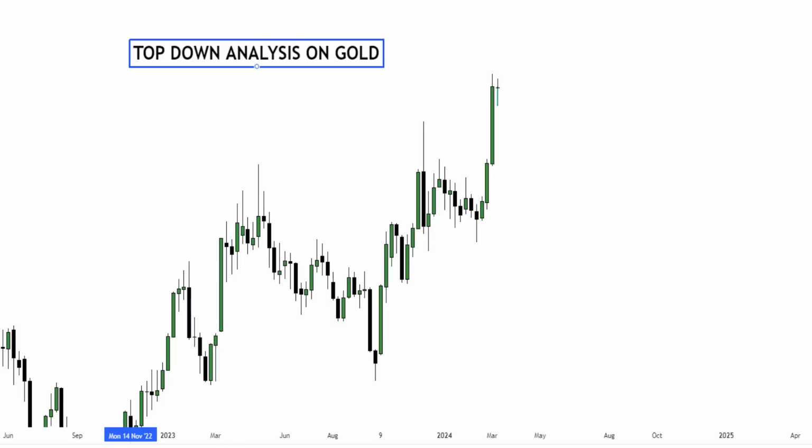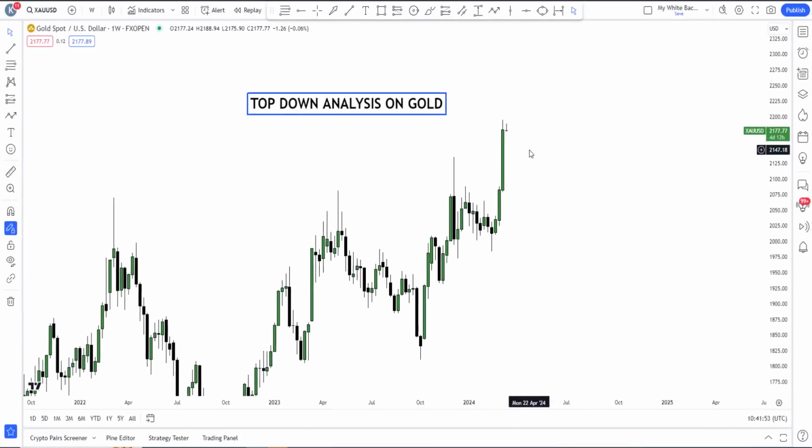This is gold. I will be starting from the weekly time frame. Did you realize that gold has traded to its all-time high in history? Look at what has happened. Boom. This was the all-time high in history before this one. But did you see price actually breaking above it? Massively bullish. And it's important we note that.